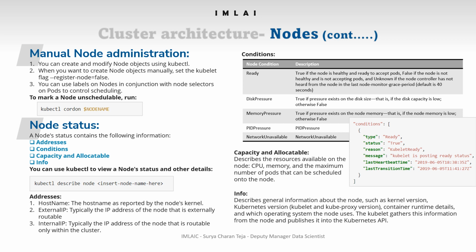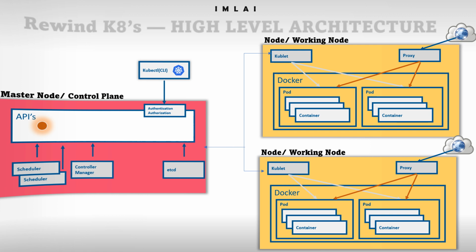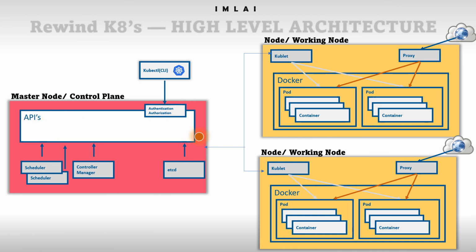So far in our cluster architecture, we have seen the API server and the nodes, or worker nodes, and how to register these nodes with the API server. Now we are going to look into how to establish communication between nodes and the control plane, and how the communication takes place between the worker nodes and the control plane, or master plane.